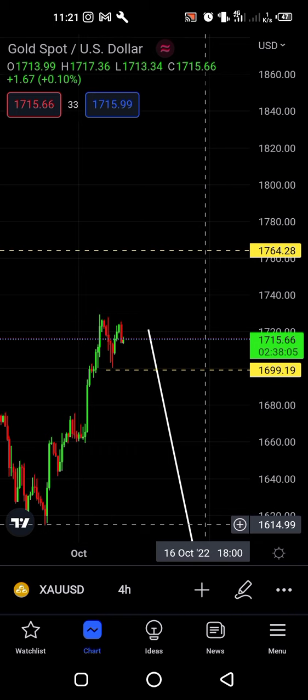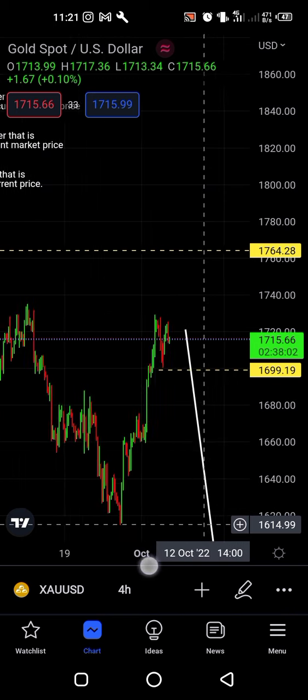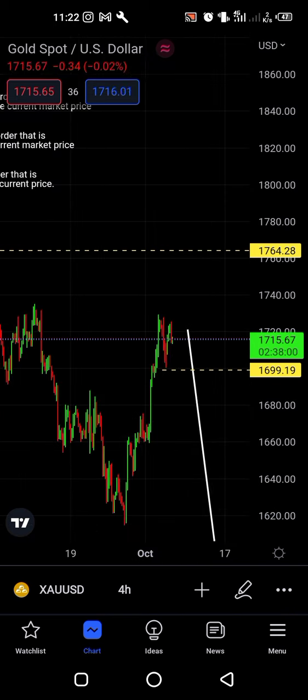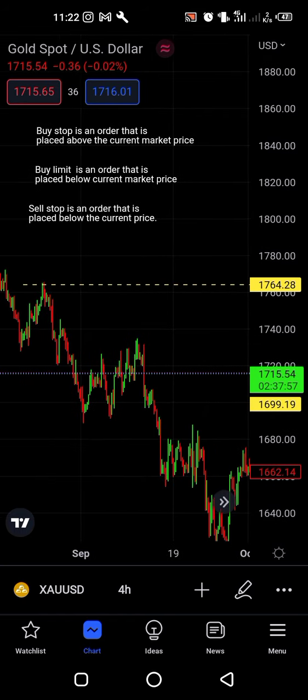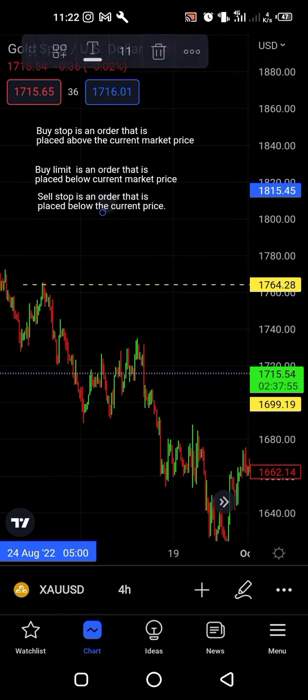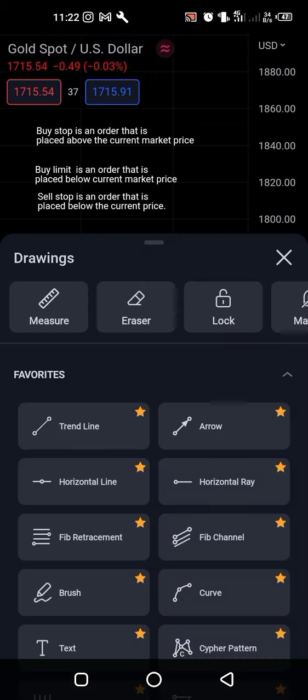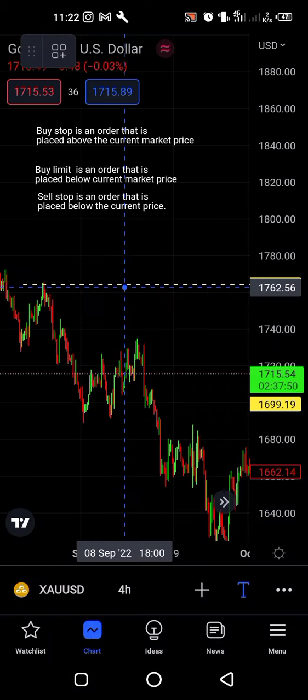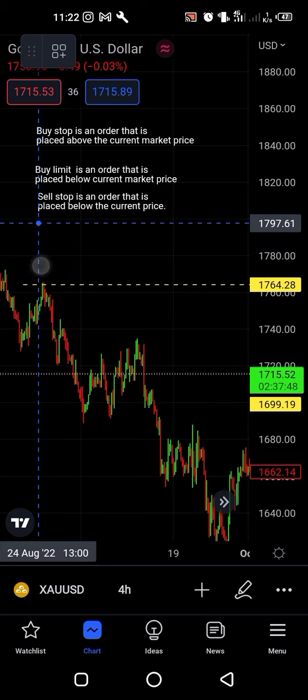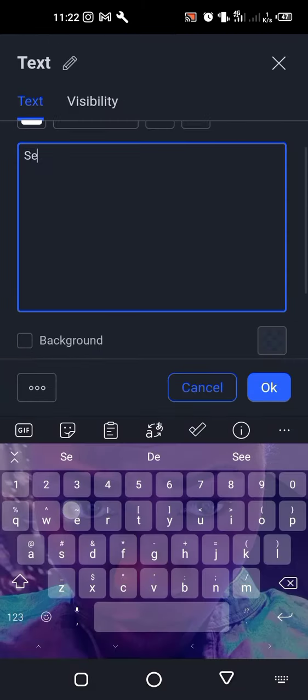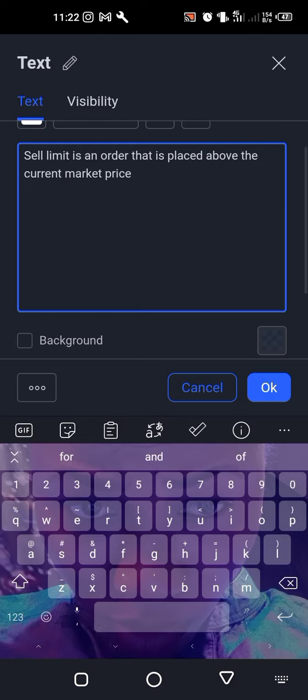All right, so for the pending orders, for your sell pending order, the last one is the sell limit. And if you've been following what I'm saying, you already know what your sell limit is. The sell limit is an order that is placed above the current market price.